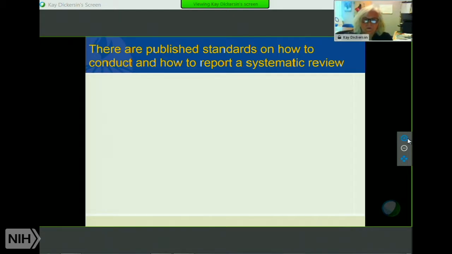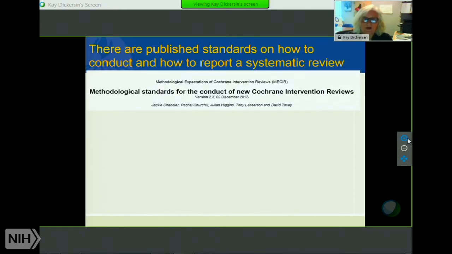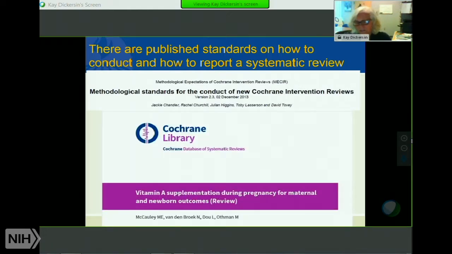Okay, so there are published standards, which I already showed you the basic steps, but there are standards on how to conduct and how to report a systematic review. And so far, we don't have the same kind of standards for these other types of reviews. So these are the Cochrane standards. Messier is what it's called because it is very messy, but it's hard to do a good systematic review. And you can look in the Cochrane library and see Cochrane reviews that have adhered to the standards. There is an overarching editorial group, and they will make sure each of the reviews adheres to these standards.